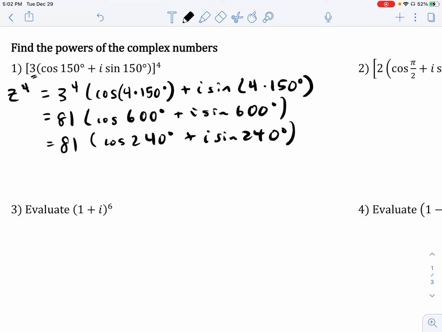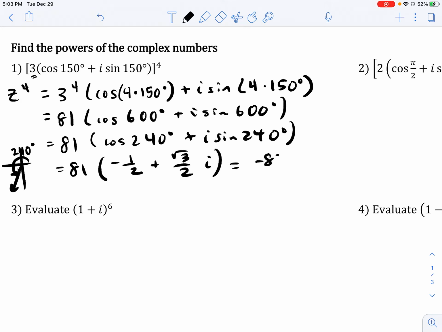And if we think about where 240 degrees is, that's in quadrant 3. Let me just draw that. 240 degrees, that's 60 degrees beyond 180. So there's 240. And we would then say we have 81 times negative 1/2 plus root 3 over 2 I. Well, if we clean that up, we would then get the following: negative 81 over 2 plus 81 root 3 over 2 I.